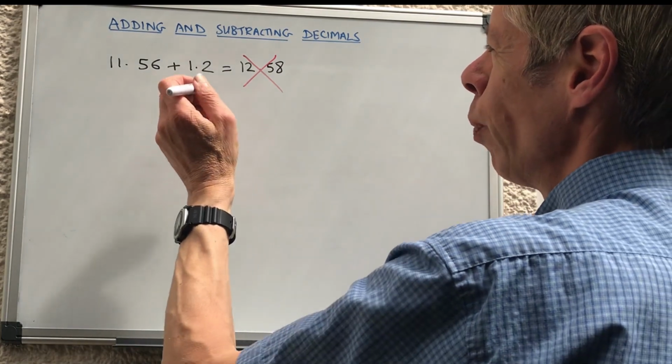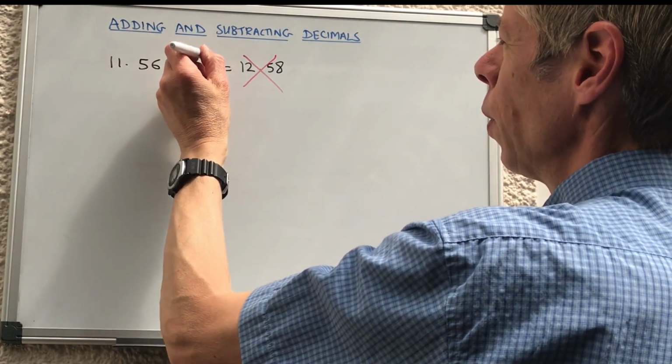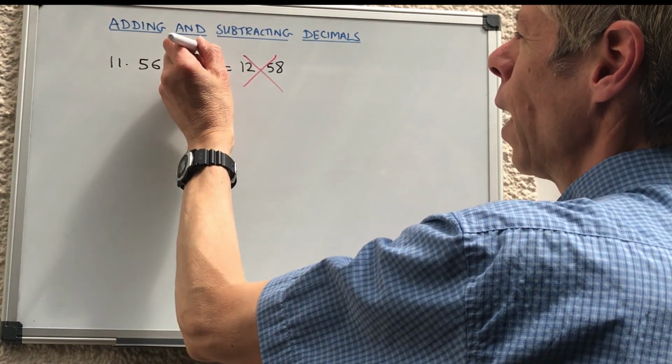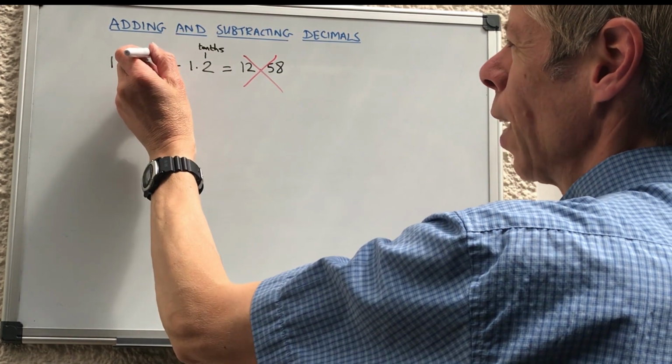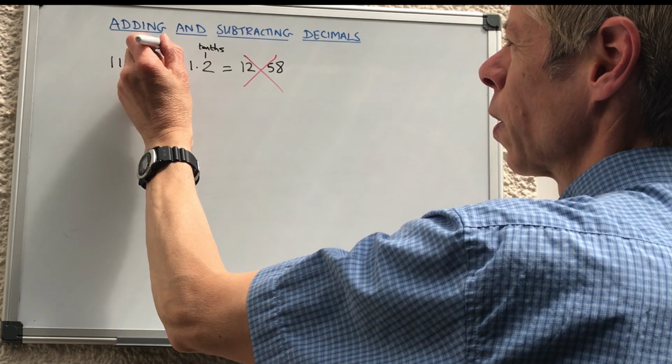But that's not right, because we're not taking into account, this is the whole point we're talking about, place value. Because the place value of that 2 is in the tenths column. The place value of that 6 is in the hundredths.